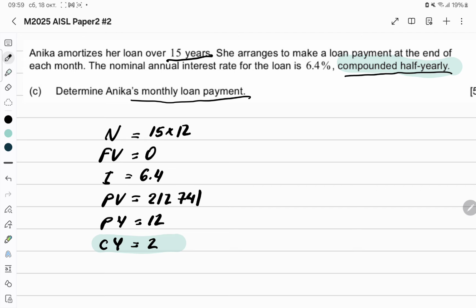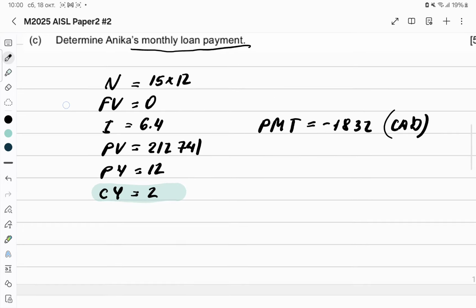So it is 2 times per year. Now, using your calculator, you will find that PMT is equal to 1,832 Canadian dollars. So each month, Anika should pay this amount of money. Okay, that was part C. Now let's turn to the last part, part D.